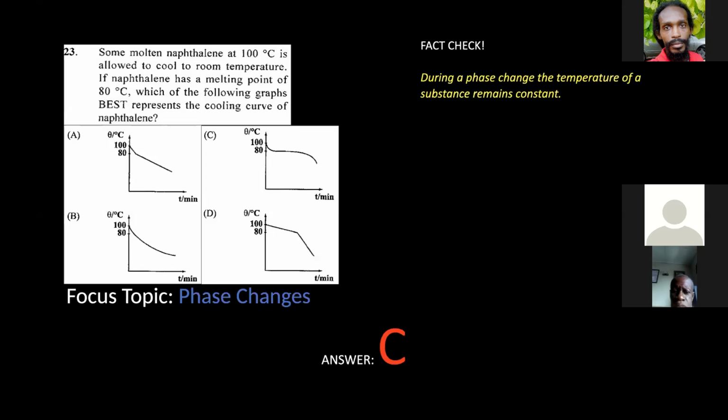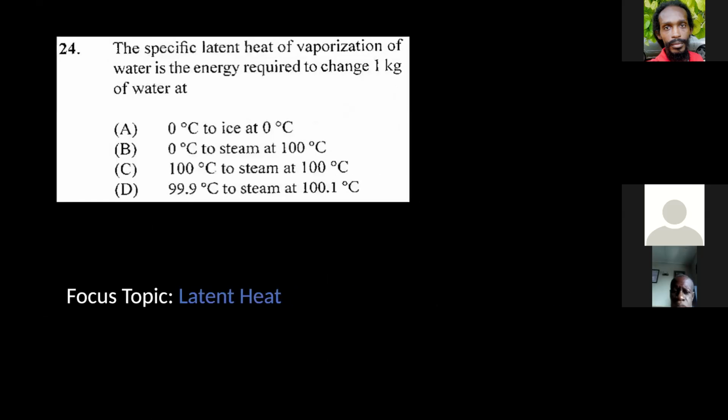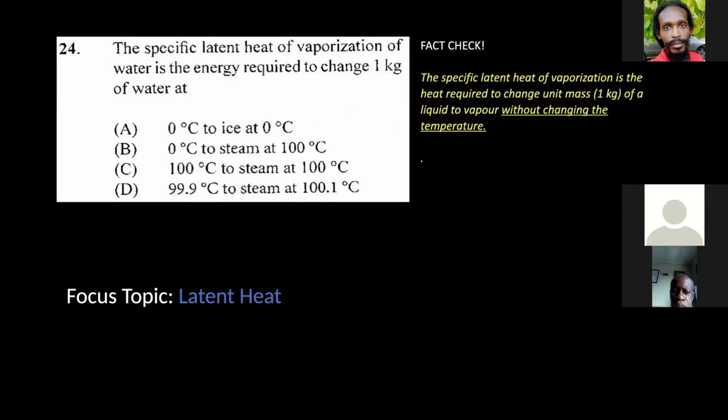All right, number 24. Specific latent heat of vaporization of water is the energy that is required to change 1 kilogram of water at 100 degrees Celsius to steam at 100 degrees Celsius. So remember that in latent heat, the temperature does not change. And if we're vaporizing water, then the temperature needs to be at 100 degrees Celsius, because that's the temperature at which water boils. So answer is C.